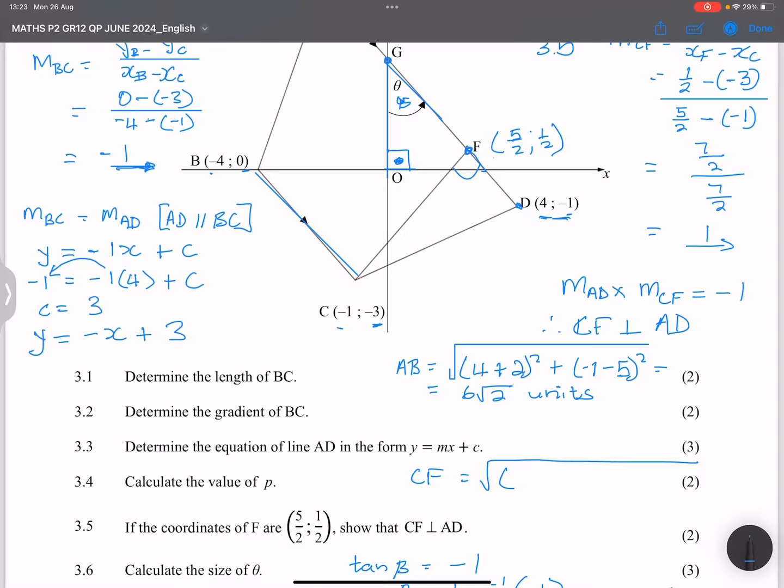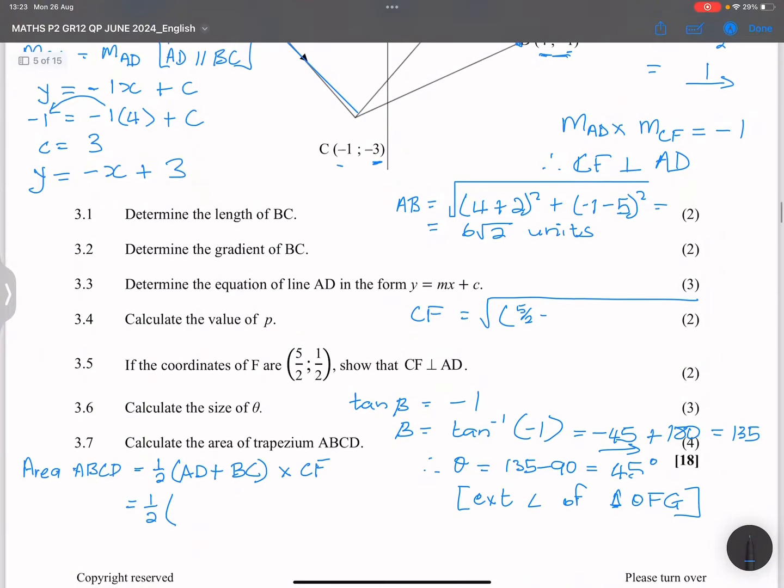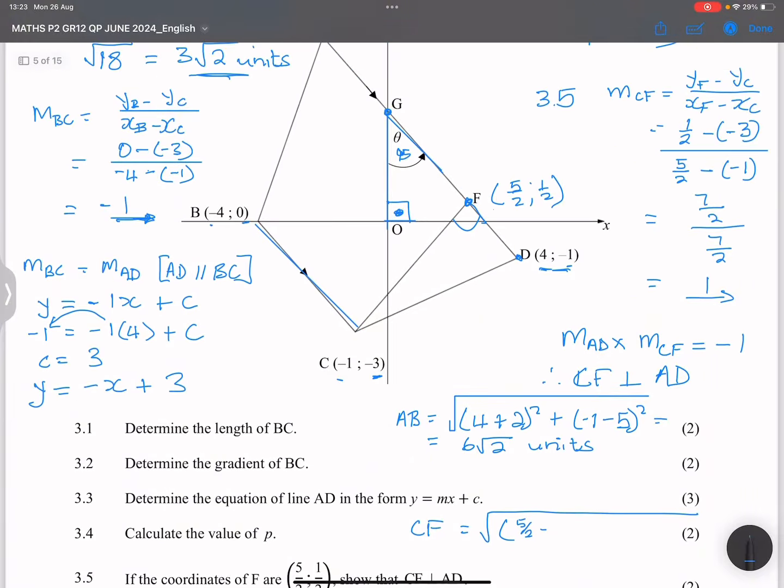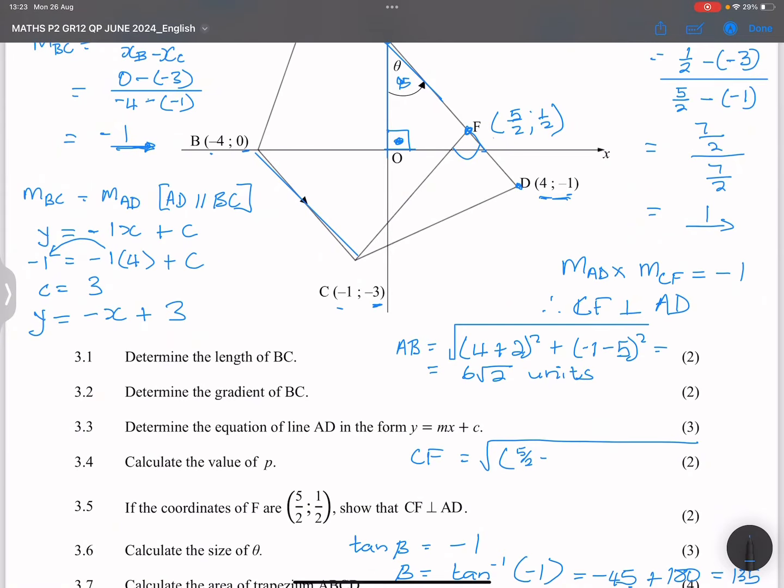So, going to say 5/2 minus a -1. We didn't calculate CF anywhere, right? Actually, we only found the gradient of it, yes. So we've got 5/2 minus a -1, so that's +2, +1 rather, squared, plus the y values, so that's 1/2 minus a -3, so that's +3 squared. Right, so we've got 7/2 plus another 7/2 again, squared.